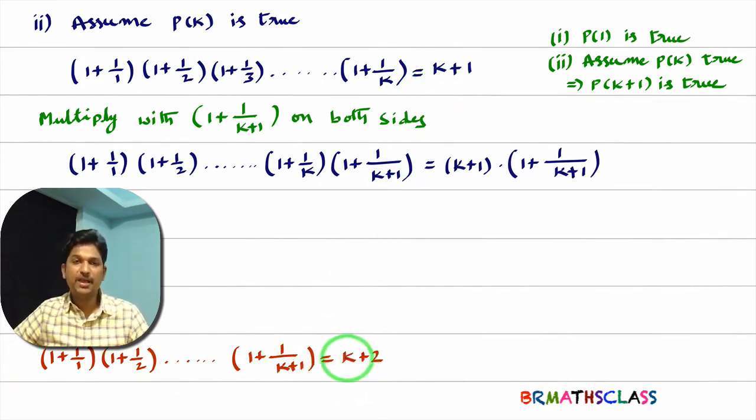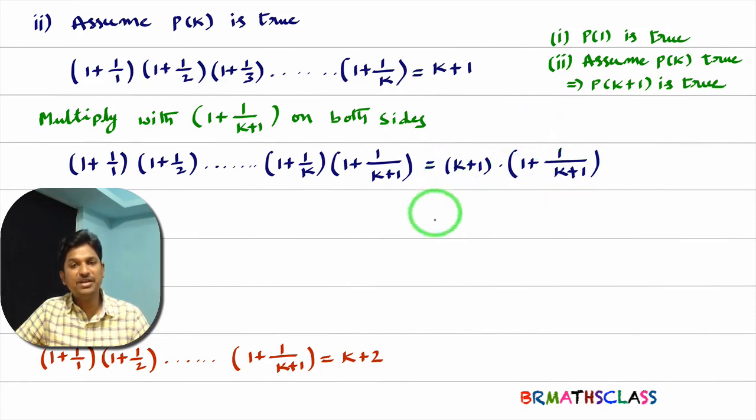Now, what is our intention? We are trying to prove P of k plus 1 is true. After multiplying with this term, whatever you get here, that is LHS of P of k plus 1. If you want, you can check. This is nothing but LHS of P of k plus 1. Okay. Now, what I am trying, you just simplify this right hand side part and try to get this RHS of P of k plus 1.